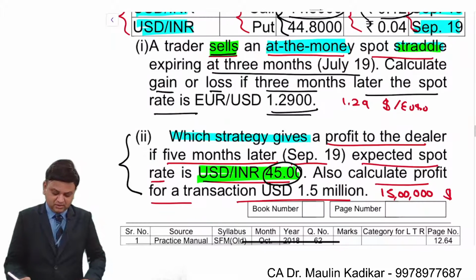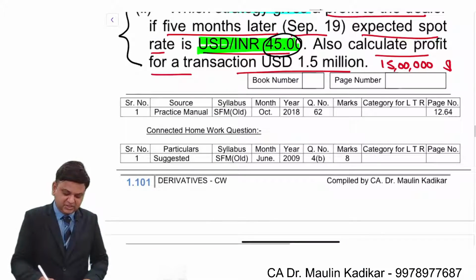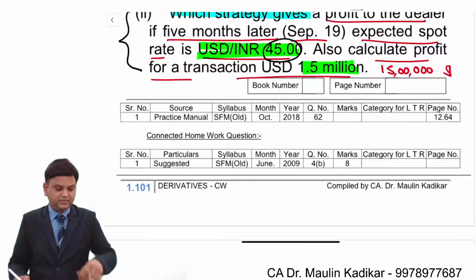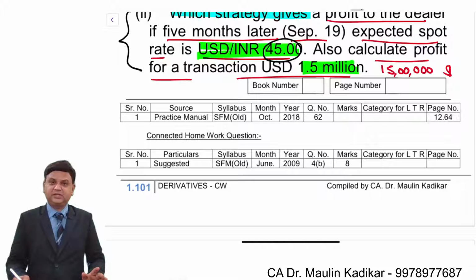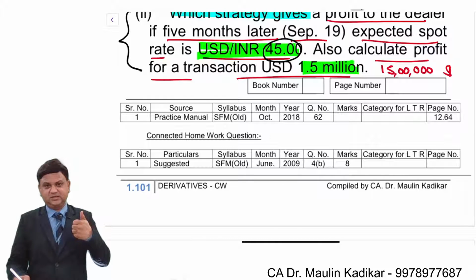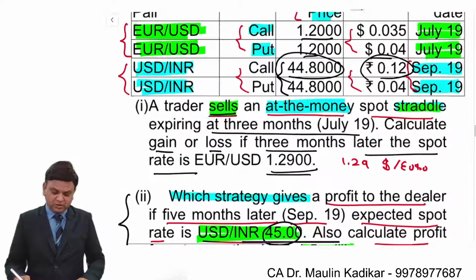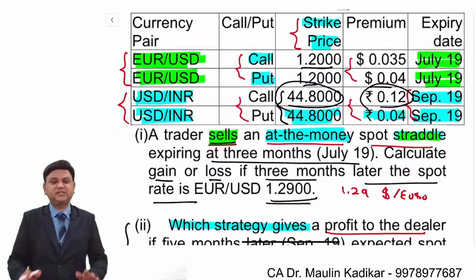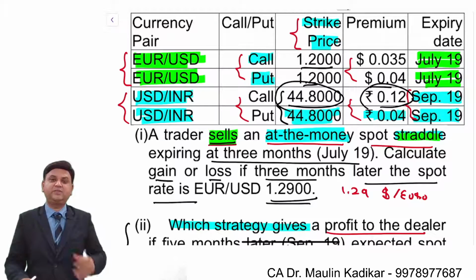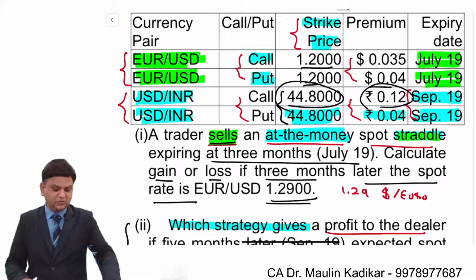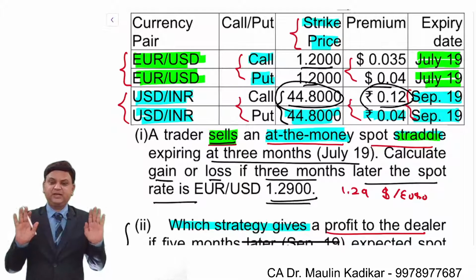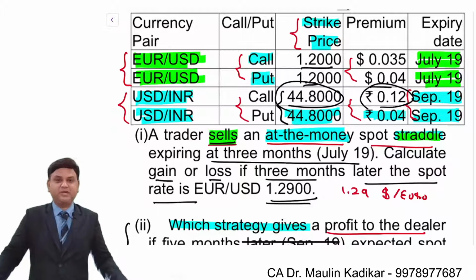Multiplying with the amount for which the transaction is entered upon, 1.5 million, that is 15 lakhs. So you will end up with the profit of 1,20,000. This is the first valid answer. Instead of this, if you give the answer like this, sale put, it is also a valid answer, because the put option that you sell will not be exercised. So in that case, 0.04 into 15 lakhs, you make a profit of 60,000. That is the way the simple transaction can be entered upon for the purpose of making profit.